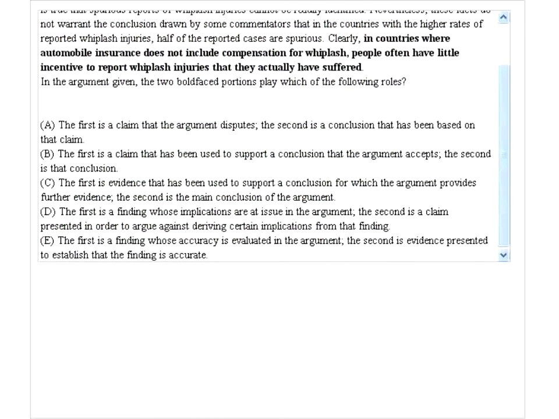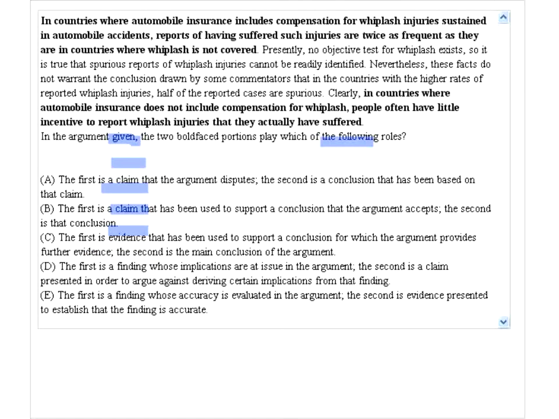So again, let's go ahead and highlight this stuff. So here's claim, claim, evidence, finding, finding. And then the second is a conclusion. The second is a claim. And the second is evidence. Okay. So let's take a look.